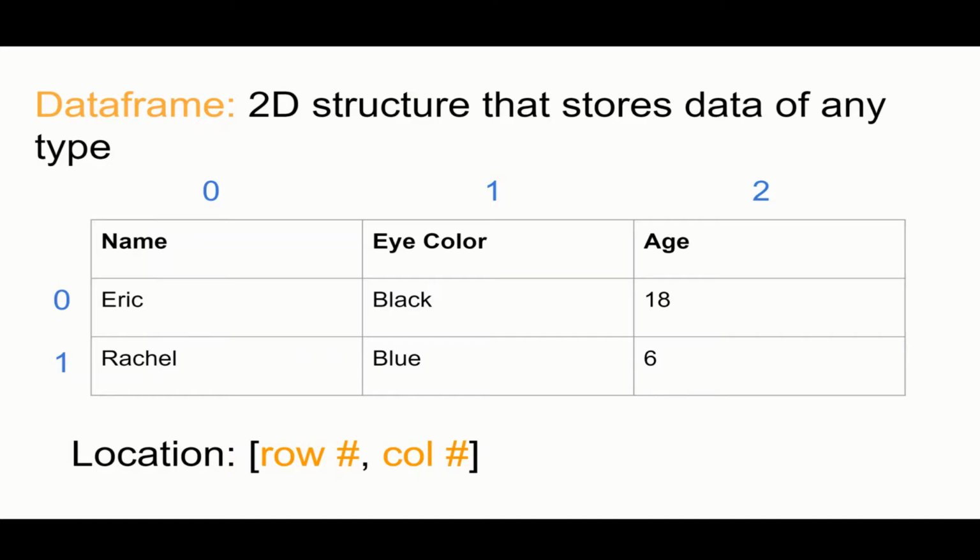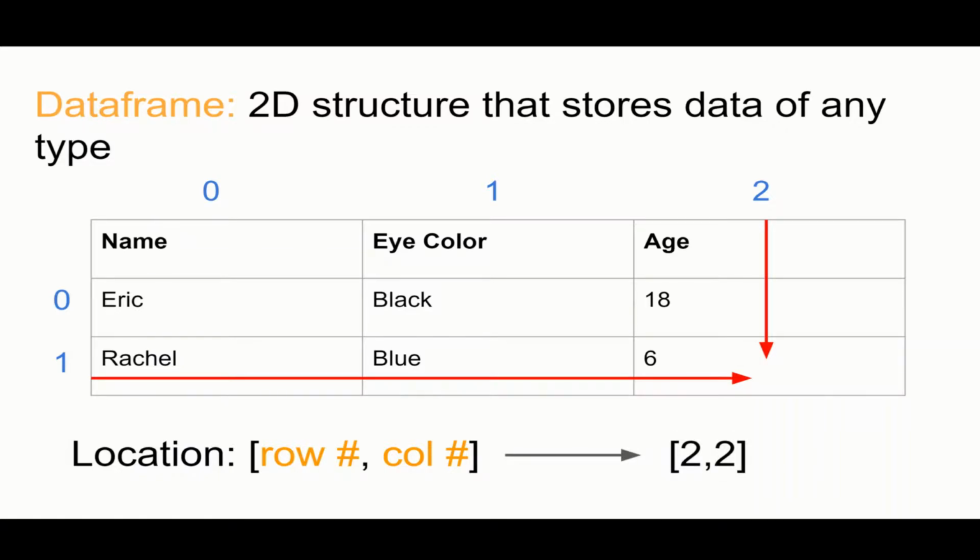Let's say I want to get Rachel's age, and we can see that it's 6. According to the labels I have on this chart, Rachel is located on the second row, and that's denoted by 1. Then we have the column age, which is denoted with the number 2. So we can say that Rachel's age is located at 2, 2.